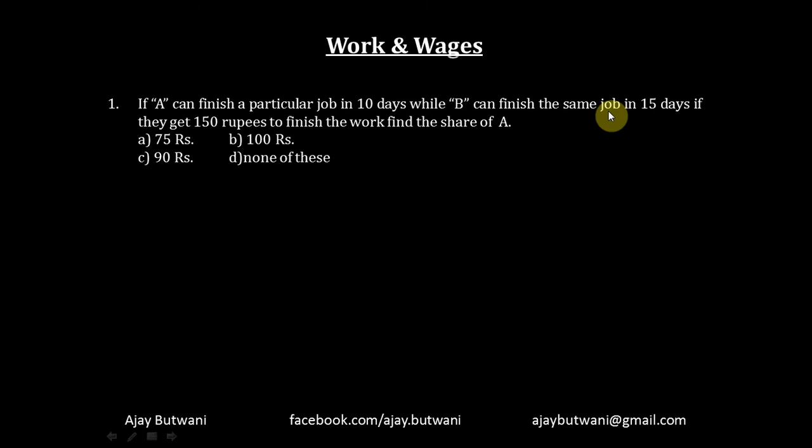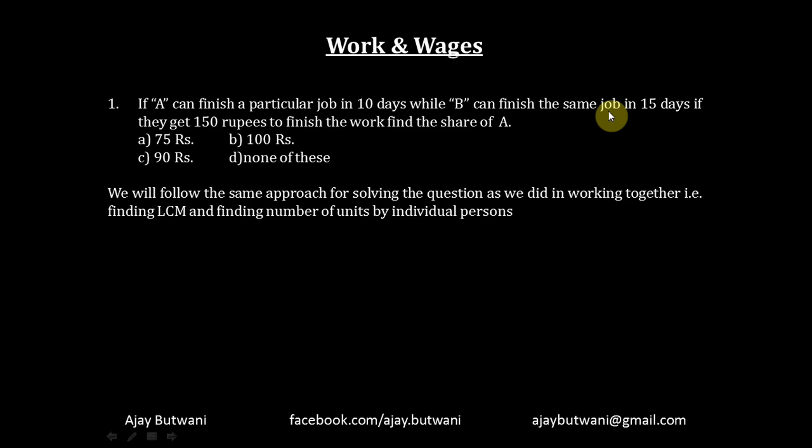Now as we are supposed to find units per day, we are supposed to follow the same method which we were following in the topic of time and work, that is working together. We will be following the same approach for solving the question as we did in working together. That is, we will be finding the LCM and we will be finding the number of units for the individual person. Here you know LCM of 10 and 15 is going to be 30. A is going to do 3 units per day, B is going to do 2 units per day. When you have done this particular thing, you will also find A plus B is 5 units per day.